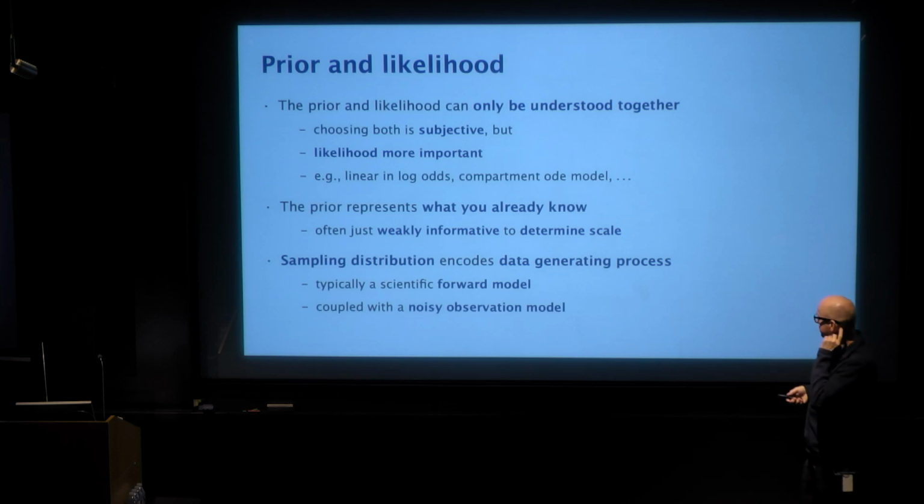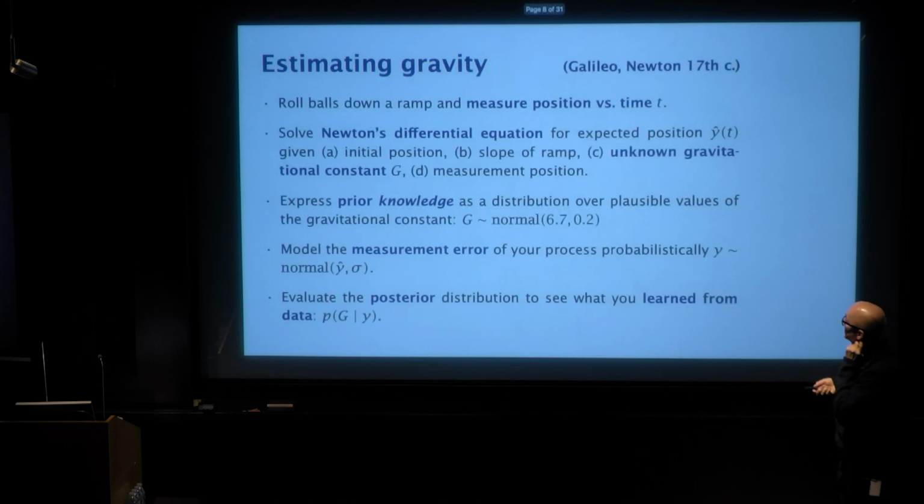And then the sampling distribution encodes a data generating process, which is typically a scientific forward model coupled with a noisy observation model. And now I'm going to give you an example of that, which I think is a really fun example. I think I actually stole this from Charles, who I think you guys went and did this, right? And had people drop balls and do things with cell phones and whatnot. But we did a workshop on Stan at MIT, and then we asked them to come up with an experiment of their choice to measure the gravitational constant.